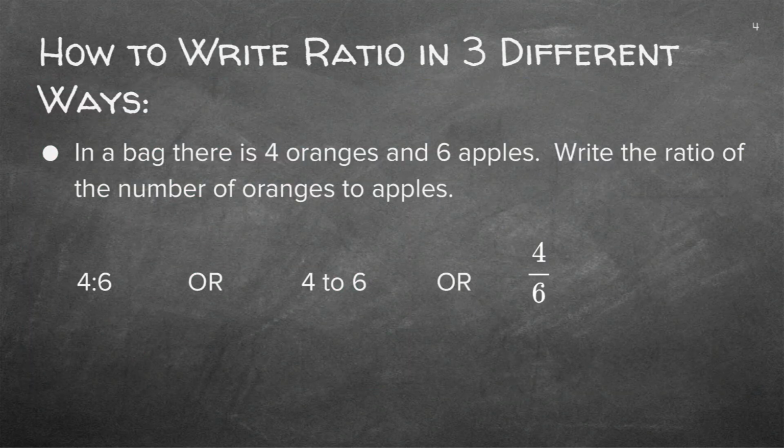Here, how to write ratio in 3 different ways. Now, for grade 4, we are going to use this way. We haven't worked with fractions yet, and 4 to 6 is just the way we say it, and if you want to write it in words. But our focus is going to be 4:6. We're going to use the colon. So let's start. What is ratio?